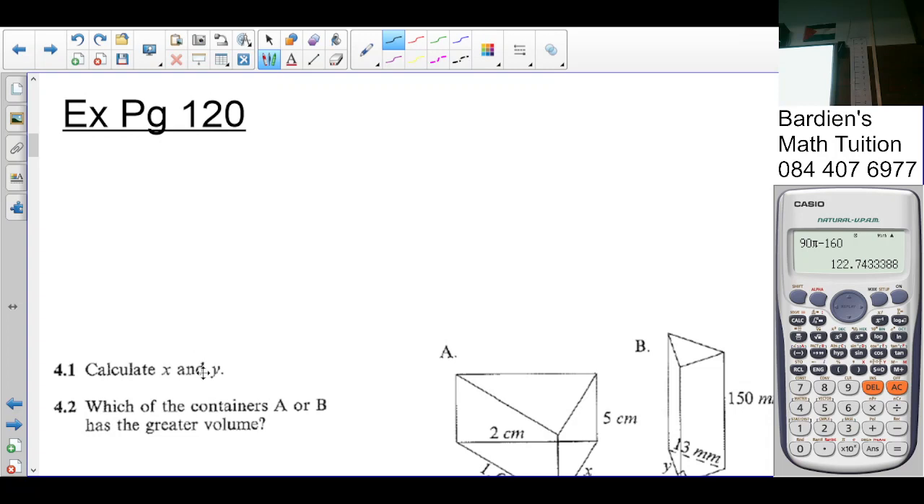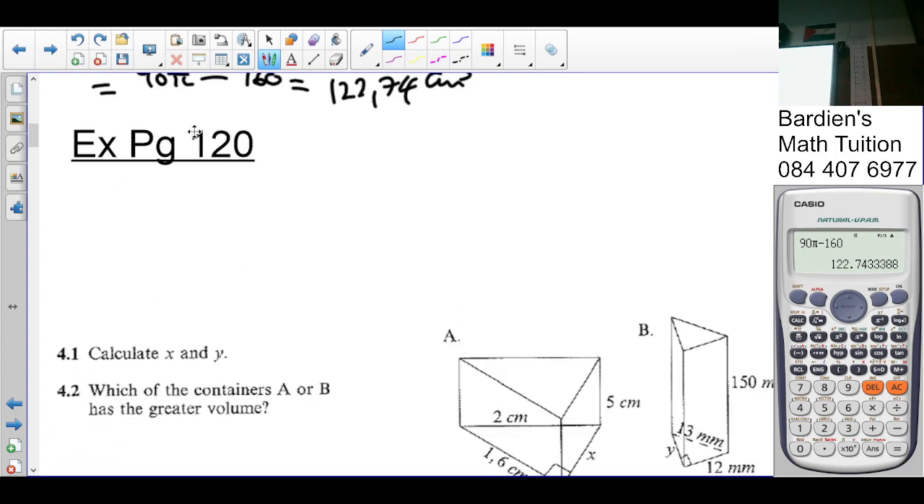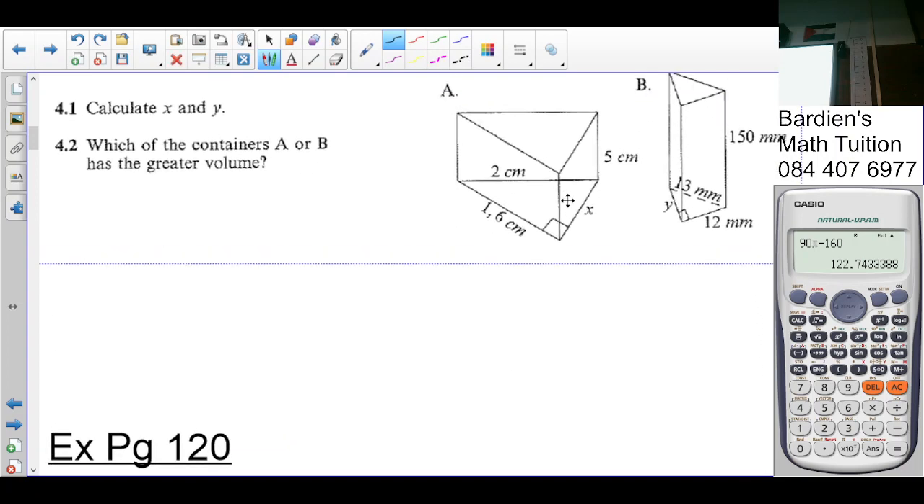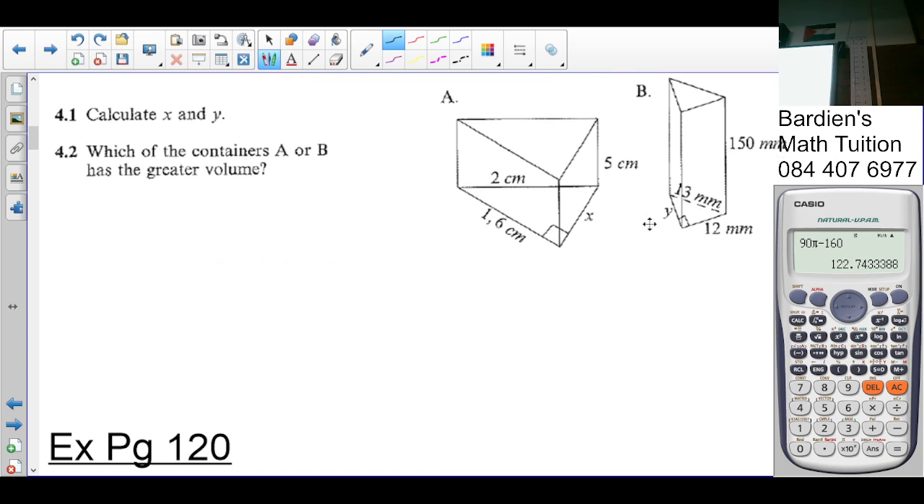Look at number 4. Number 4, we are told to calculate x and y. So how are you going to calculate x here in this diagram? In diagram A. Pythagoras. Yes. How are you going to calculate y in diagram B? Also Pythagoras. There's your A and your B. For those of you who can't see, your x and your y. Prism A and prism B. Then 4.2 says, which of the containers A or B has a greater volume?